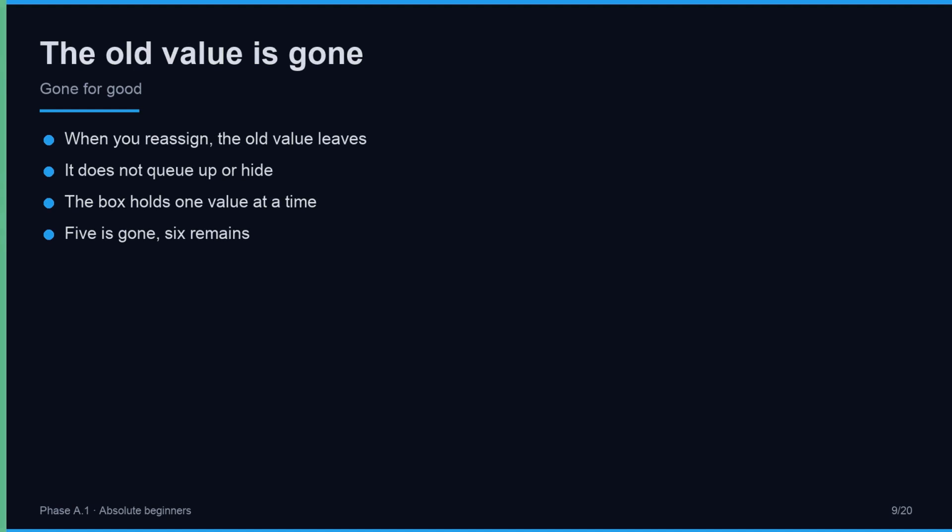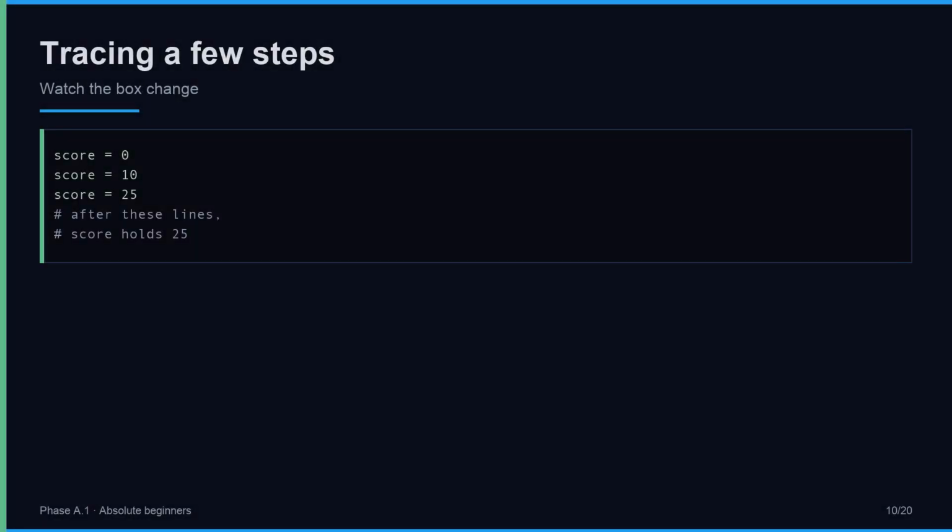A question beginners often ask is, where does the old value go? The honest answer is, it simply disappears. When you put 6 into count, the 5 that was there before is gone for good. It does not queue up, it does not hide in a corner waiting to return. The box holds one value at a time, and the new value replaces the old one completely. This is not a loss to mourn, it is just how labeled boxes work in memory. Gone for good.